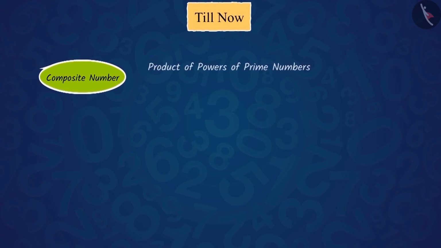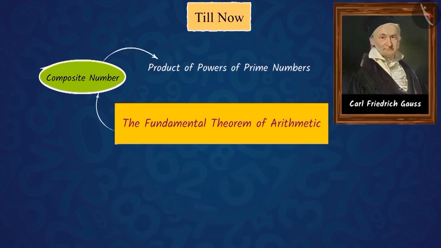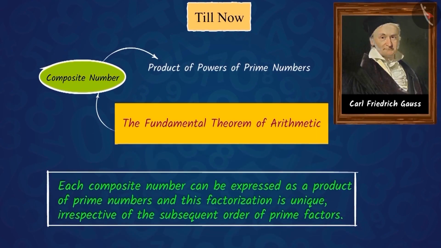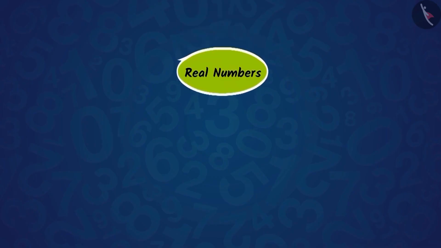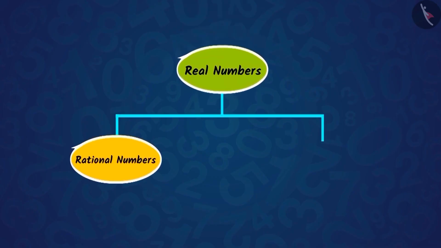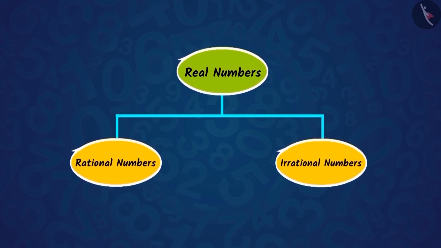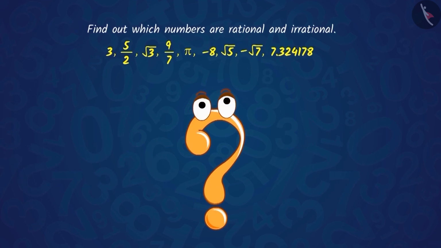In our previous video, we studied the fundamental theorem of arithmetic. Now, we will study theorems related to irrational numbers. You all know that real numbers are made up of rational and irrational numbers. Dear children, can you sort these real numbers into rational and irrational numbers?